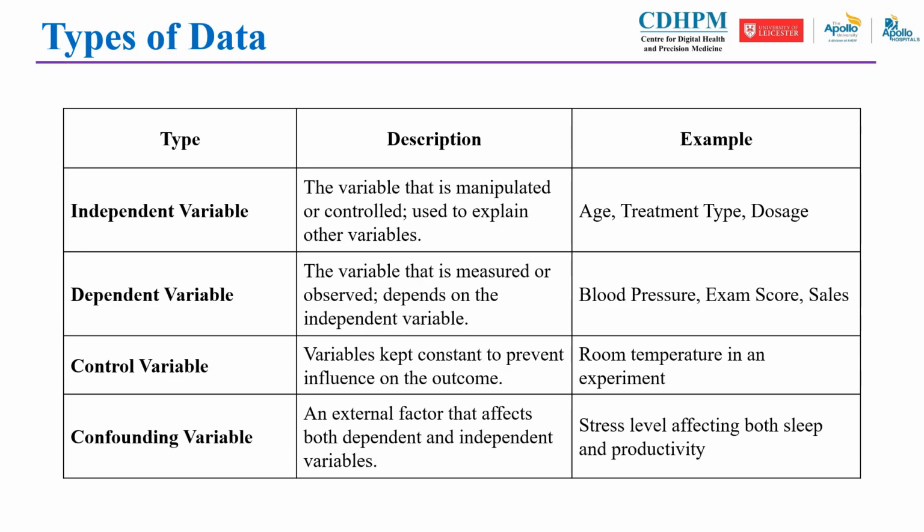A confounding variable is a variable that affects both the independent variable and the dependent variable. For example, if your independent variable is the hours of sleep, depending on the hours of sleep that you get, you will be more active. If you get 6 hours of sleep, you will be able to do more productive work. If you are having 2 hours of sleep, then you will be much less productive. Your working capacity will come down.